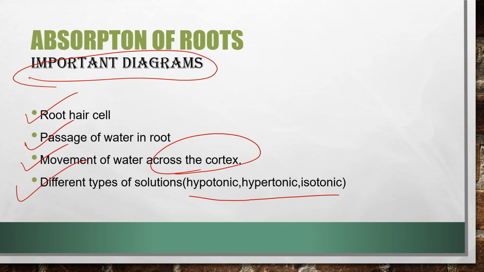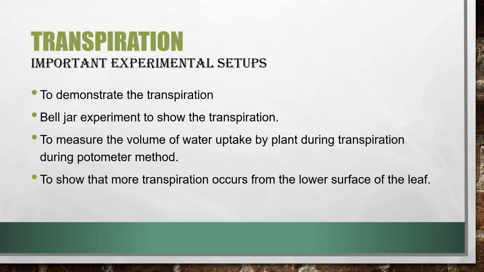Now the next part in plant physiology, we are moving to the next slide. In this slide, this is the second part of plant physiology, that is transpiration. Transpiration I have also divided into two parts. First one is the important experimental setups. Let us see what we should learn properly. First one is to demonstrate transpiration. Second one is the bell jar experiment to show transpiration. Third is to measure the volume of water uptake by a plant during transpiration with the potometer method.